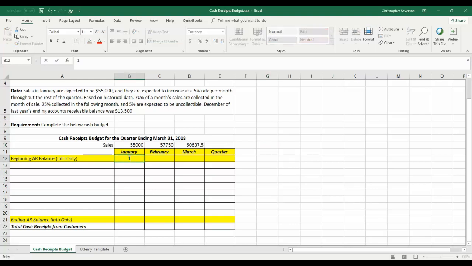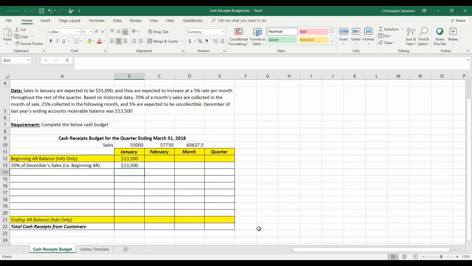It's just purely informational. So January's beginning AR balance, accounts receivable, was $13,500 because that came over from December's ending balance. Obviously, we don't have December in this template. So $13,500, we're good to go there. Now let's go through the actual cash receipts budget. So in January, we're going to collect 20% of December's sales, and I'm just going to say that is the beginning AR. So that's where our $13,500 actually comes into play for the calculation.